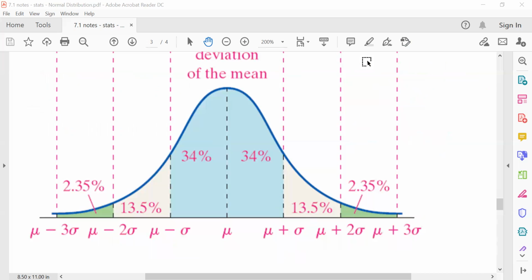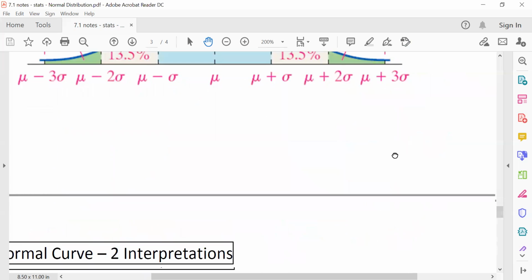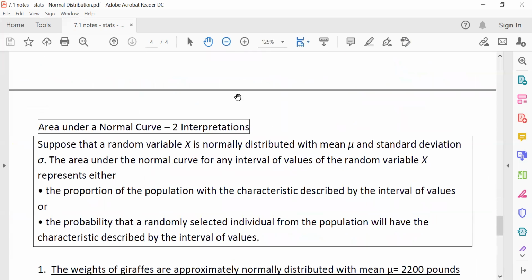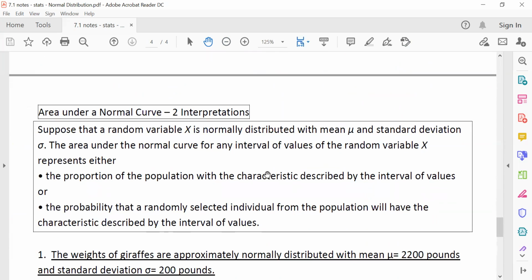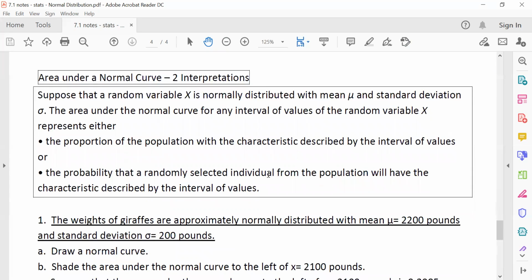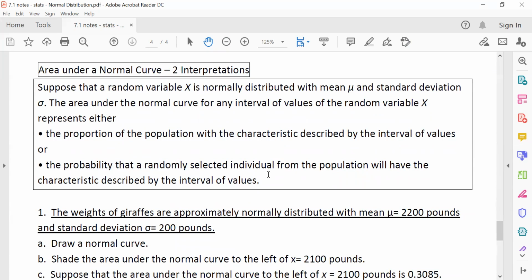So the area under the curve is what we're ultimately looking at, because the area under the curve not only can tell us what percent of people will fall in that range, it also gives us the probability. It also tells us probabilities. In fact, let's talk about that. Suppose that a random variable x is normally distributed with a mean of mu and a standard deviation sigma. The area under the normal curve for any interval of values of the random variable represents the proportion of the population that falls in that range of values.